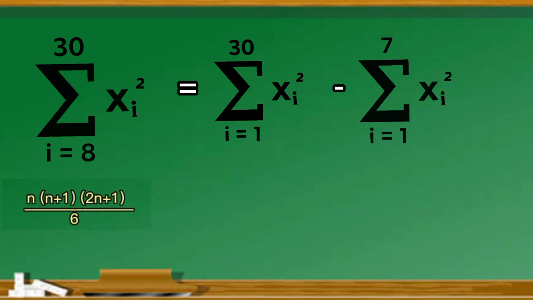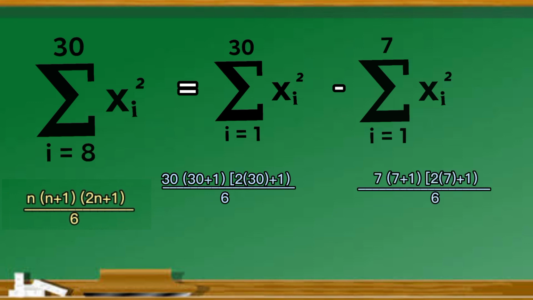Sa ating formula, we just substitute the value of n. So, sa ating first summation notation, meron tayong upper limit na 30. So, n will become 30. So, we have 30 times 30 plus 1 times 2 times 30 plus 1 all over 6. Dito naman sa ating subtrahend, we have 7 times 7 plus 1 times 2 times 7 plus 1 all over 6. Ngayon class is simplify natin and then subtract.